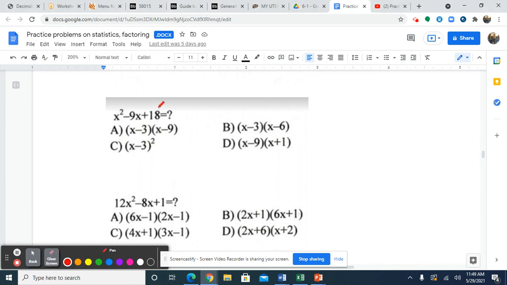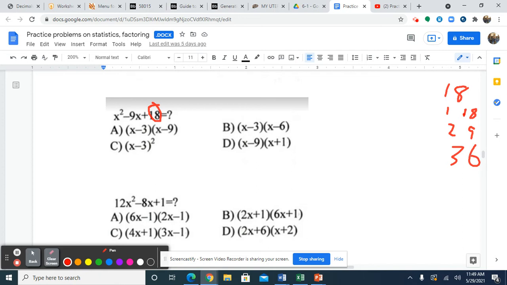So we want to go ahead and factor. And again, we would like to start off with 18 and the factors of 18. We can do 1 and 18, 2 and 9, 3 and 6. And that seems to be about it.